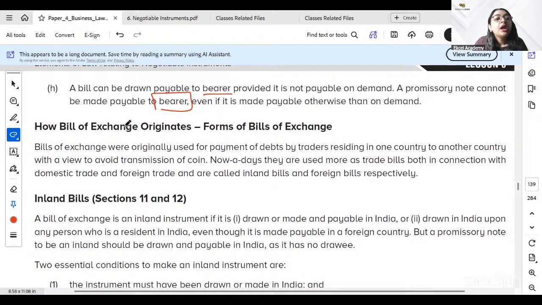Now, how did your bill of exchange originate? They were used for payment by traders residing in one country to another country with a view to avoid transmission of coin. Why? Because there was a threat of theft. Nowadays, they are used more as trade bills, both in connection with domestic trade and foreign trade, and are called inland bills and foreign bills respectively.